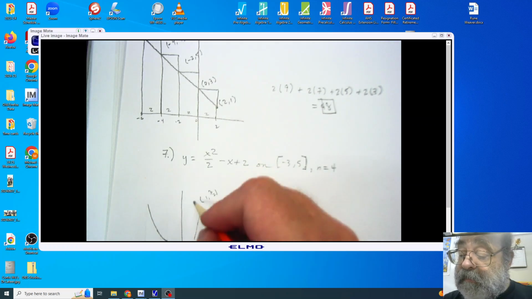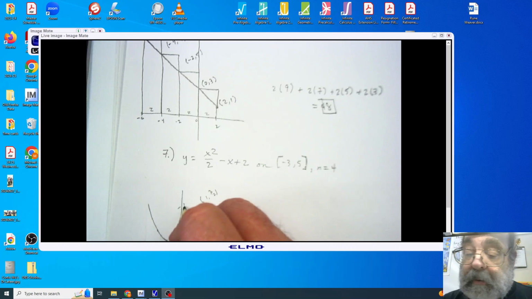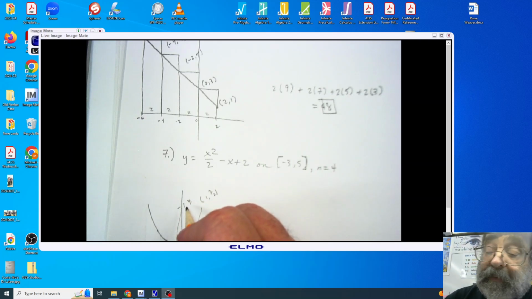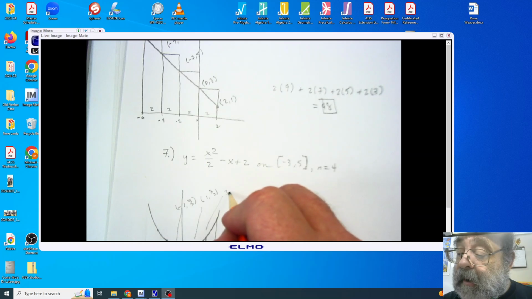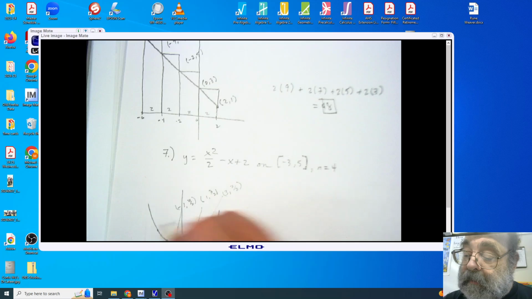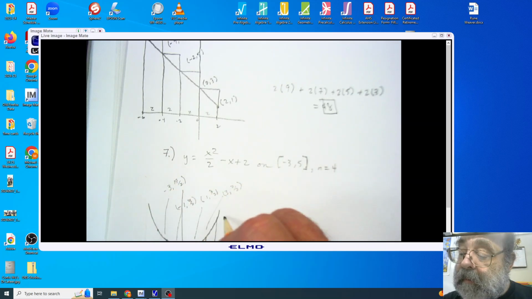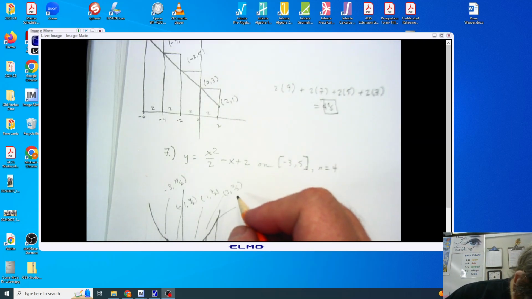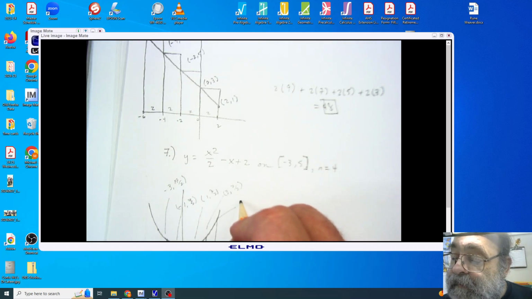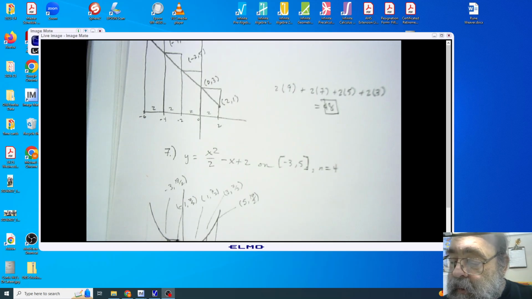And that is our vertex point, so just be aware of that. This one, negative 1, is 7/2. We have 3 is 7/2. Negative 3 is 19/2. And 5 is 19/2 also. Each of these lengths is 2, and I want to over approximate.